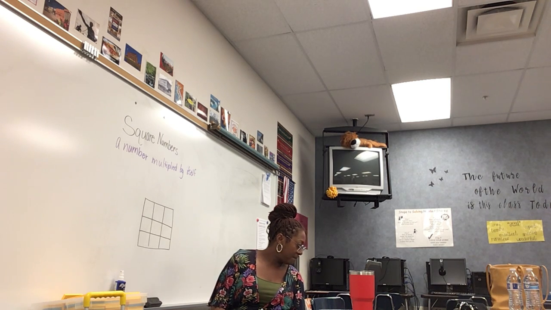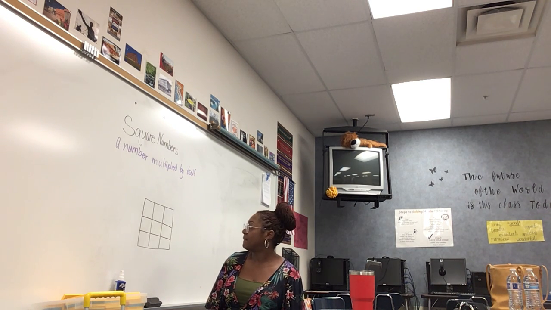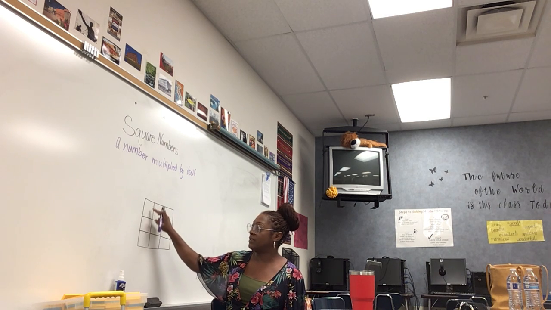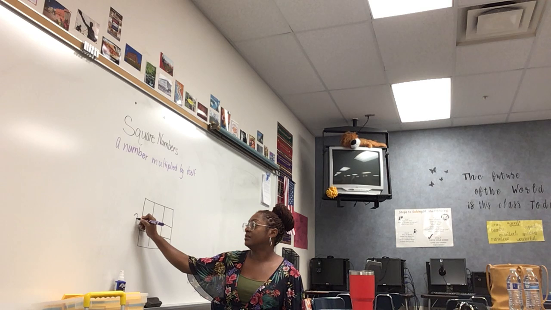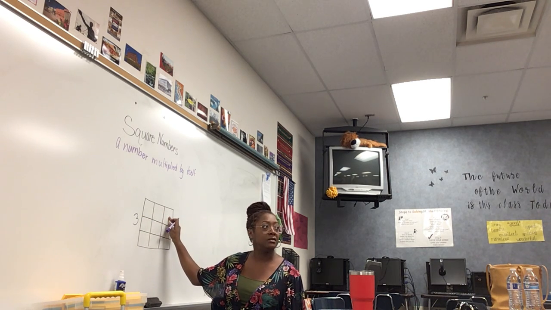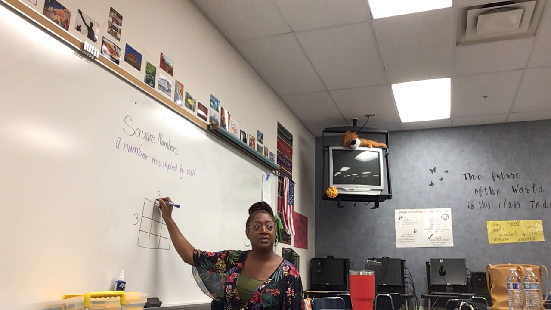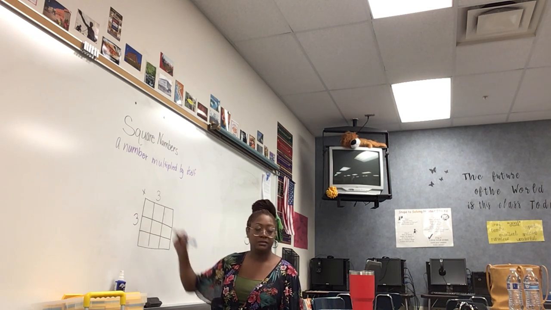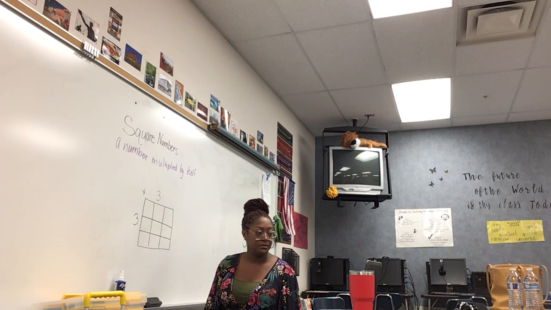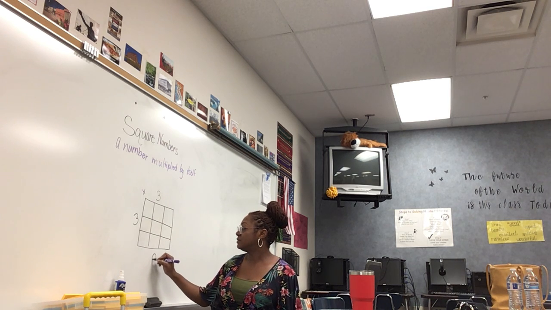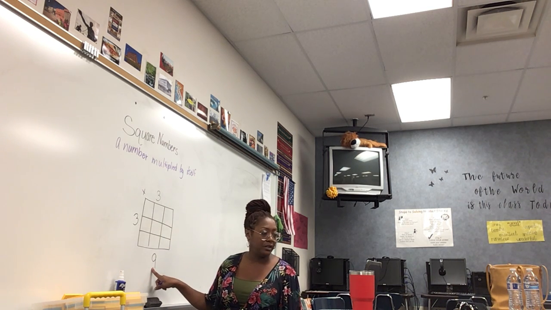You don't have any squares. How many do we have in this row? Three. Oh, wow. What about this way? Three. They use squares or you use dots. It doesn't matter. What is 3 times 3? 3 times 3 equals 9. Good. This would be our square number 9. Okay?